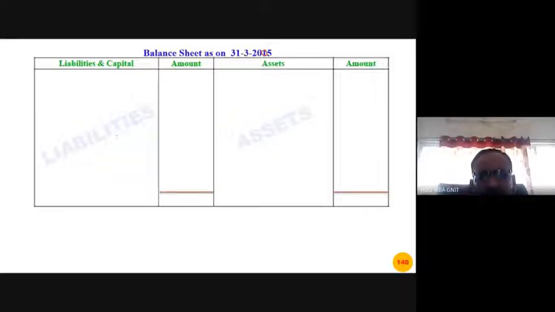Assets and liabilities are shown in the balance sheet. All the expenses and incomes are shown in the trading and profit and loss account. Once again, remember all of you: all the expenses and incomes are shown in the trading and profit and loss account, and all the assets and liabilities are shown in the balance sheet. This is the main important thing.